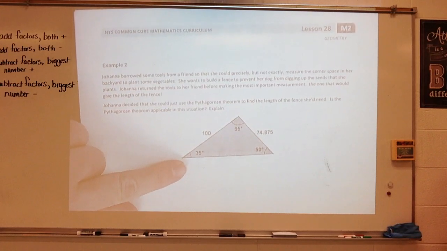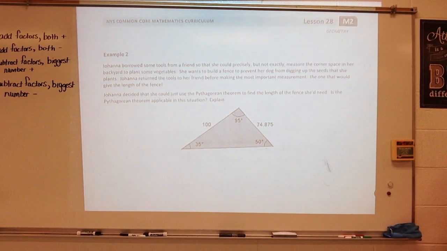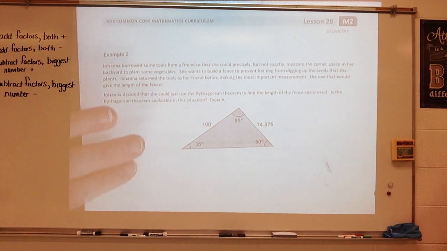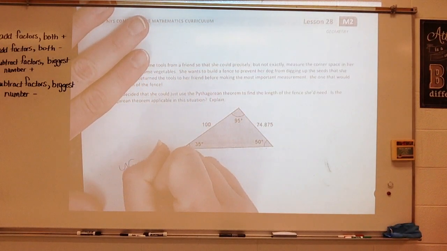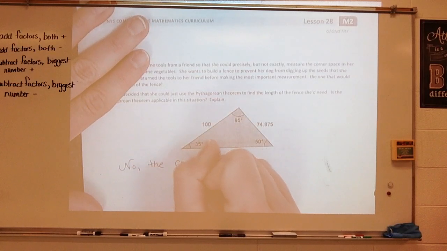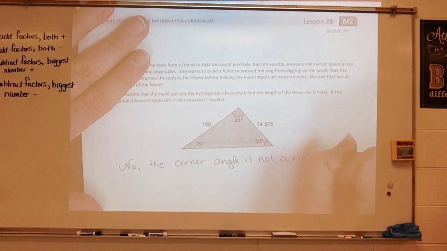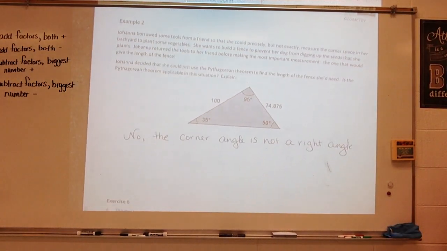Can she use the Pythagorean theorem here? What do I have to have in order to use the Pythagorean theorem? I have to have a right triangle. Do I have a right triangle here? I do not. So can I use the Pythagorean theorem? No. The corner angle is not a right angle. The corner angle measures 95 degrees.